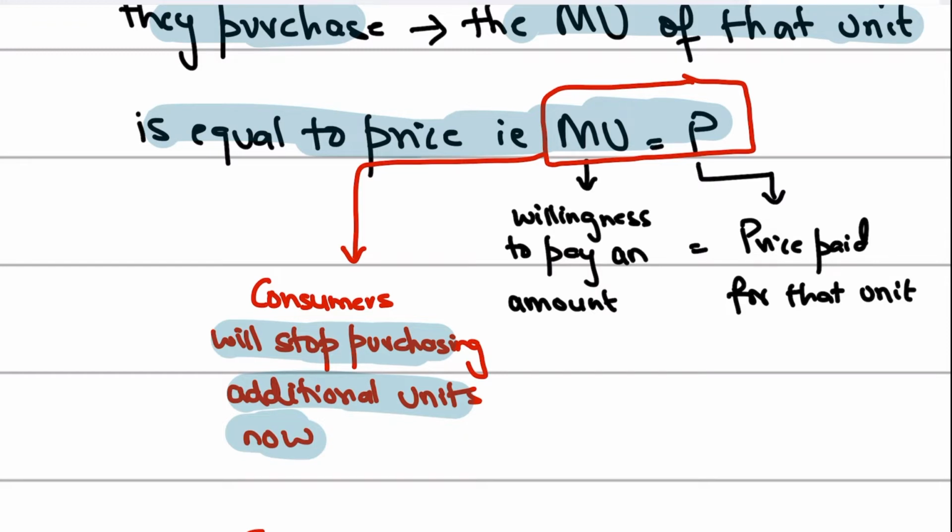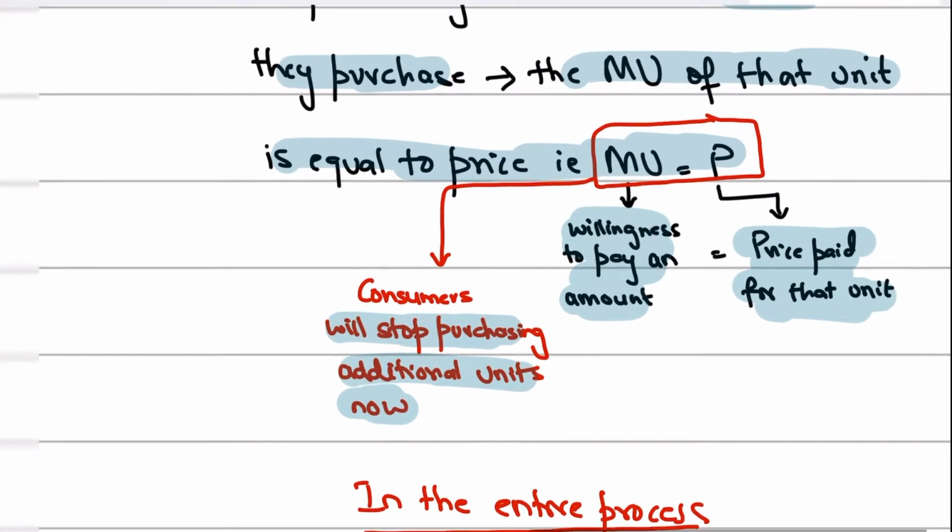Because you remember that I taught you in the previous videos that marginal utility is actually the willingness to pay for an amount. So whenever my willingness to pay for something exactly equals the price that I pay for it, it means that the consumer should now stop buying that unit, and any further unit that he buys will yield him a negative marginal consumer surplus, and that would represent irrational behavior, right?